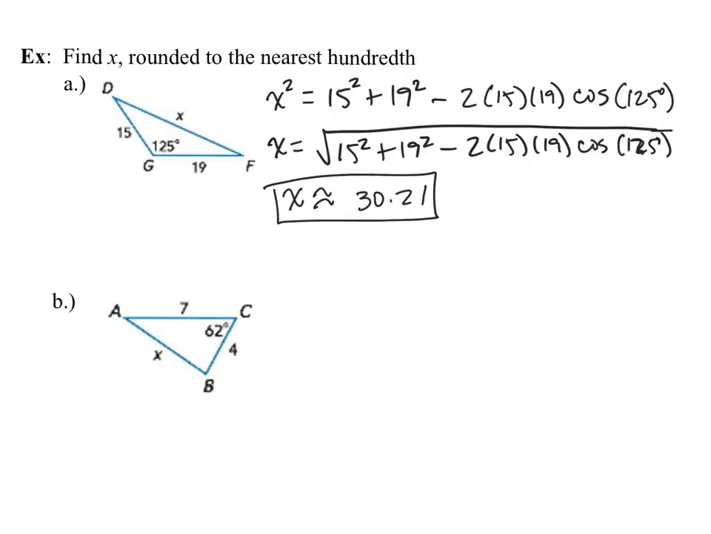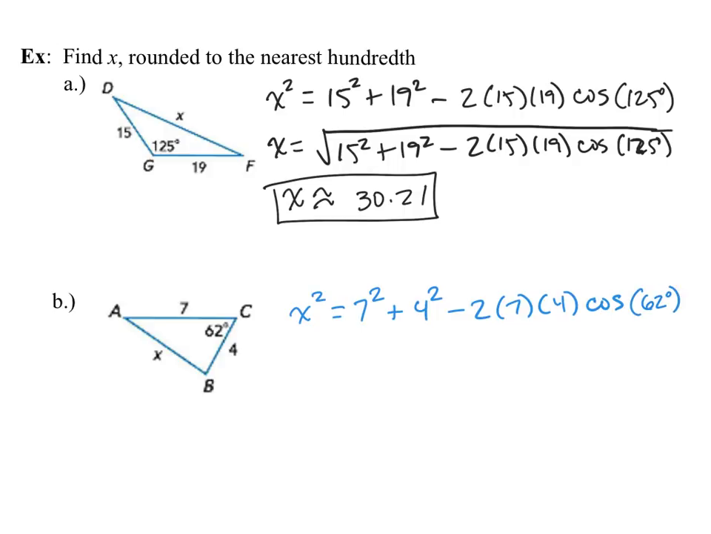And then let's continue with example B. This time we're being asked to find x. Okay, so let's start with that, and we will say that x squared is equal to the sum of the squares of the other two sides, which would be 7 squared plus 4 squared minus 2 times 7 times 4 times the cosine of, now we're looking for x, so that means we're going to end with the cosine of the angle opposite x. So that would be the cosine of a 62 degree angle. So the cosine of 62 degrees.